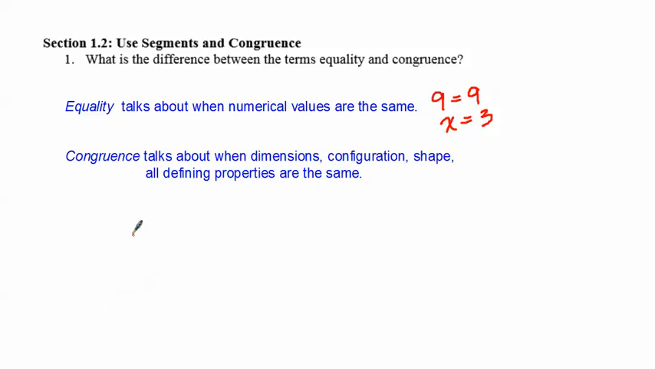We're just talking about numerical values. Congruence goes a little bit further. Not only are numbers the same, but we're talking about figures. So their dimensions are also the same, their configuration, their shape, all of their defining properties are the same. So congruence is actually a little bit more complete because it talks about the dimensions, the shapes, etc. of figures.